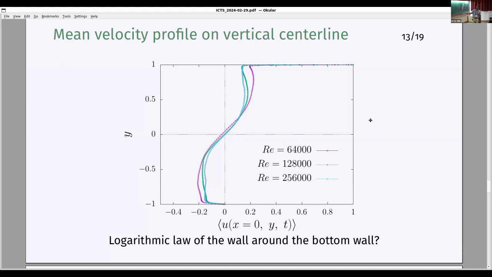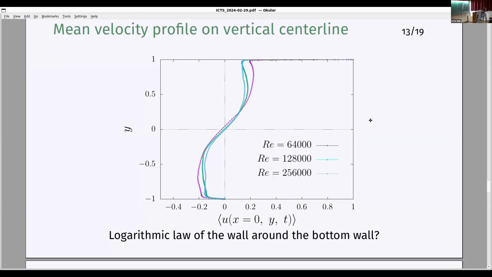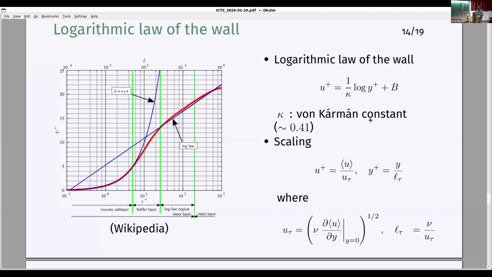So then I thought maybe here we should have some universal mean velocity profile, which is reminiscent of the logarithmic law of the wall. To observe this, we need to rescale the velocity and the coordinates in a suitable manner.